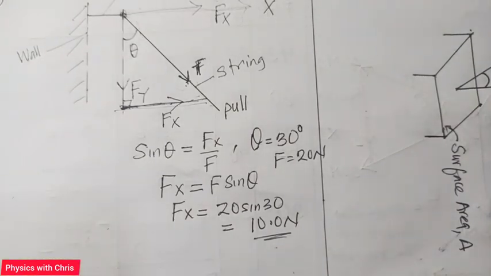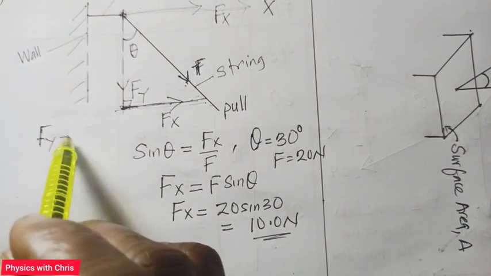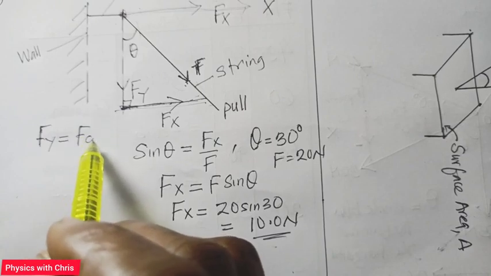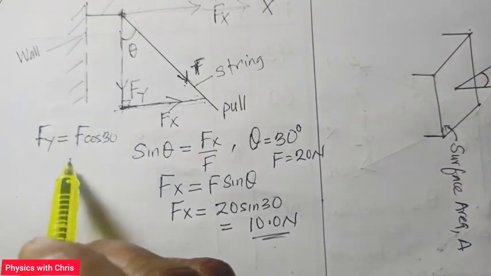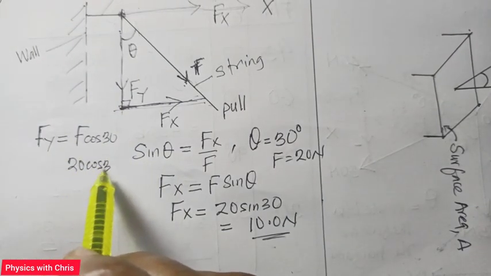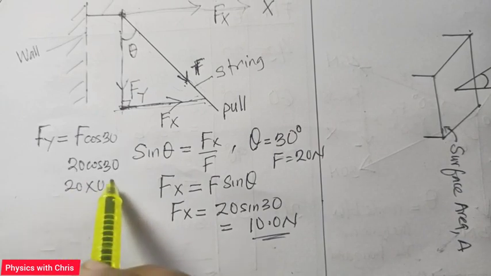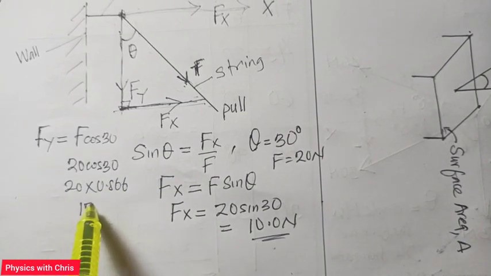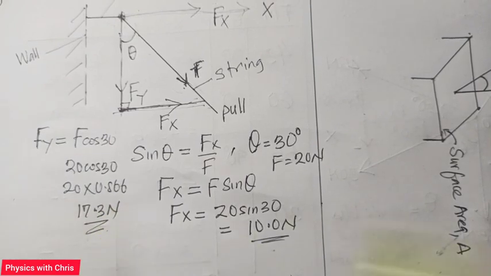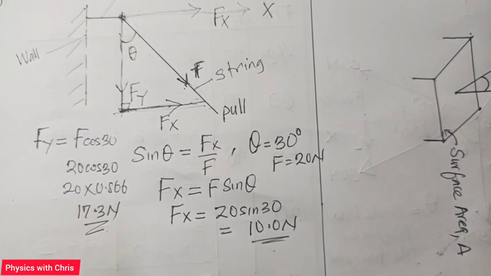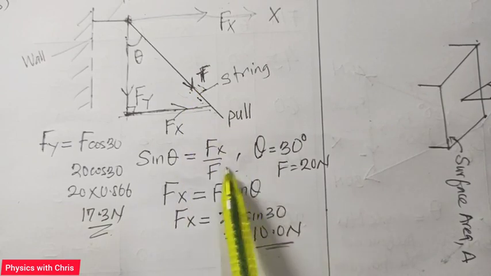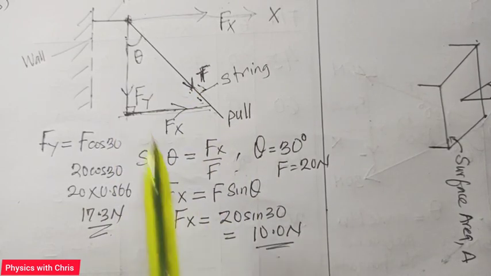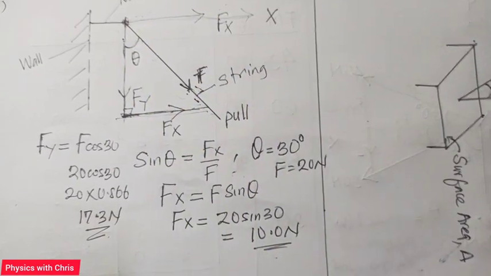Another component that bends the nail is the Fy component, which is going to be F cos 30 because this is adjacent over hypotenuse. So that gives me 20 cos 30. That gives me 20 times 0.866, which will give me 17.3 Newton if you multiply that. So this is another way we apply the resolution of vector to resolve this particular force that is applied to this nail. The two components are the Fx component and the Fy component.